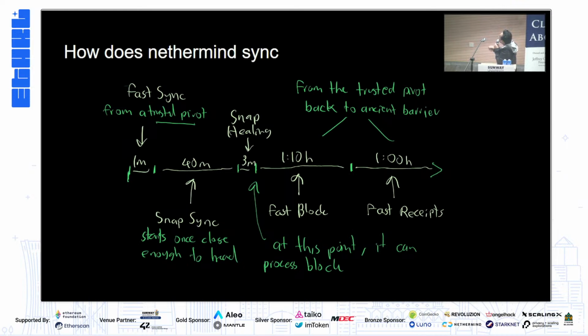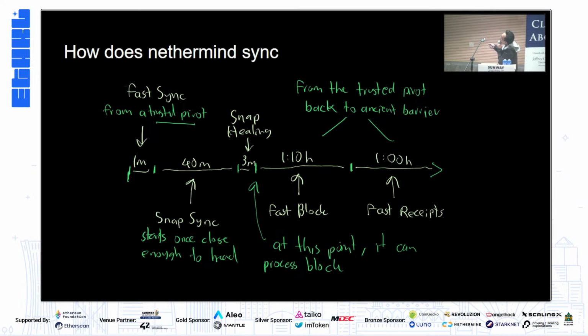Right, so this is roughly how Nethermind syncs. And this will explain what is meant by sync rate over there. So actually, Nethermind does not sync from Genesis. It syncs from a block that is close to the head. We call this a sync pivot. And from there, once it's synced close enough, it can start snap sync.